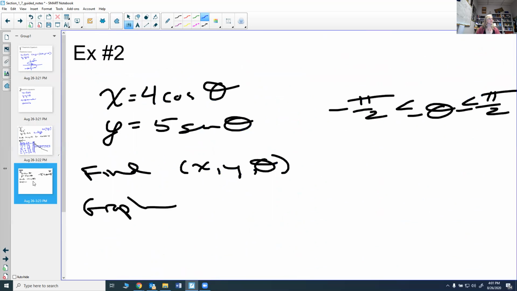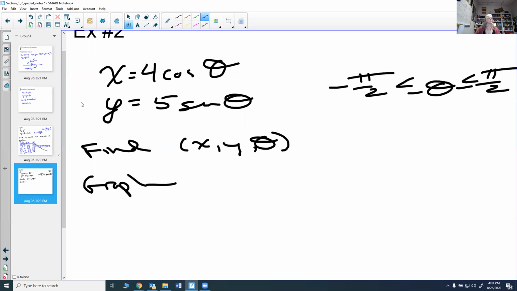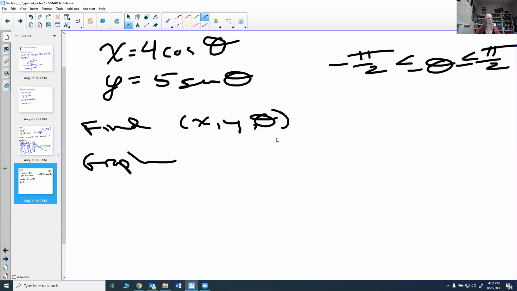Let's just do one more example of this. We'll take this example here. So we're going to go ahead and find the x and y and t values. In this case, it's not t, it's theta. So here x equals 4 cosine theta, y equals 5 sine theta. Theta is between negative pi halves and pi halves.